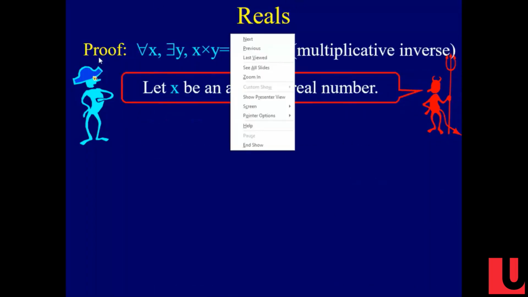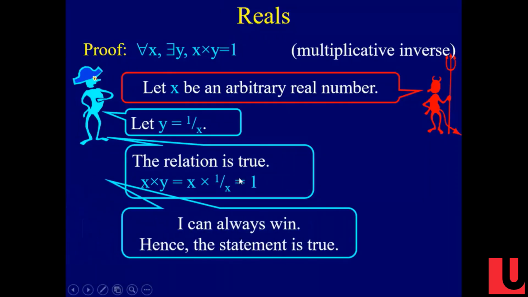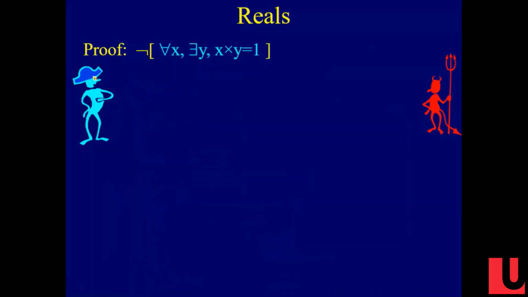Well, if we were going to prove this, let x be arbitrary, let y be the inverse. Do they multiply to 1? Yes, they multiply to 1. It looks great, right? It looks like we're good. But wait a minute, it's false. So we take the negation. What's the negation? It's this.